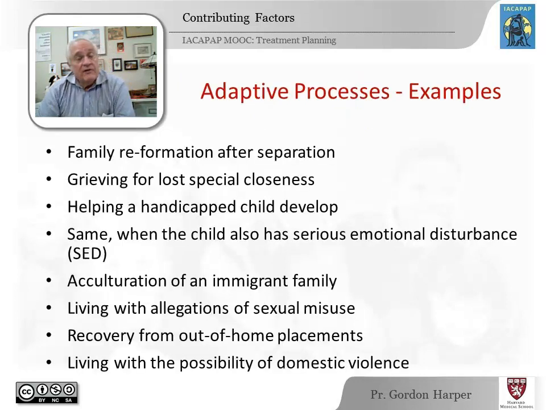Here are some examples of how we talk about adaptive processes all the time. A family gets together after a period of separation. A child or parent grieves for a lost special closeness. A parent helps a handicapped child develop, or a child with serious emotional disturbance. An immigrant family is in the process of acculturation, or a family lives with allegations of sexual abuse. Other families might be in the process of recovering from out-of-home placements, or living with the possibility of domestic violence.